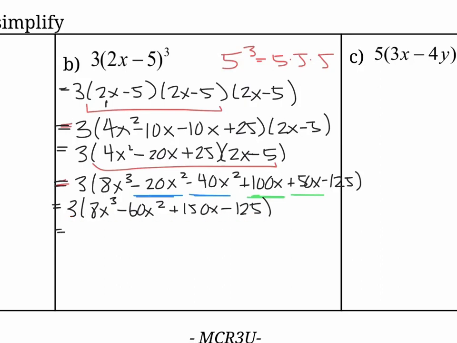So 3 times 8x cubed is going to be 24x cubed. 3 times negative 60 is negative 180x squared. 3 times 150x is going to be 450x. And then 3 times negative 125 is going to be negative 375. And that is as simplified as we can get because we've got no like terms left over.